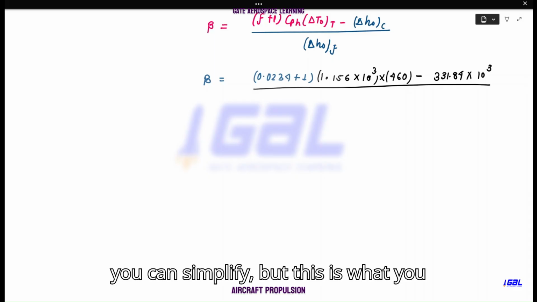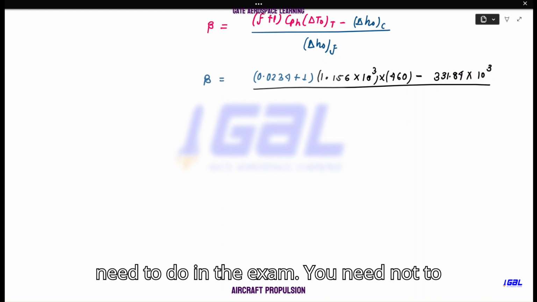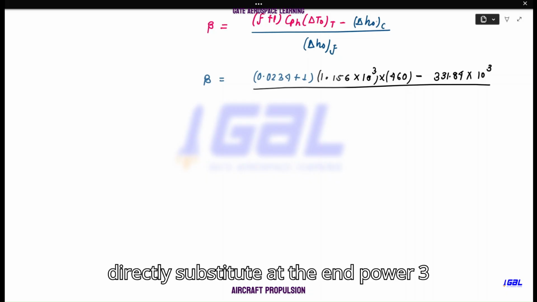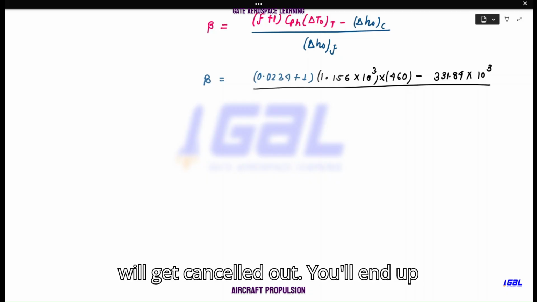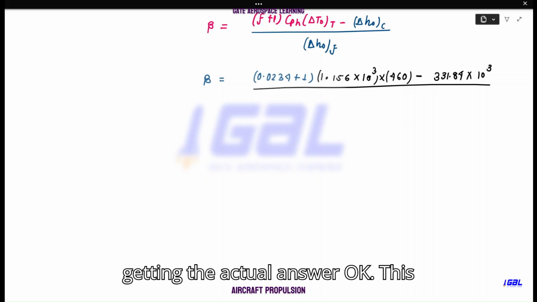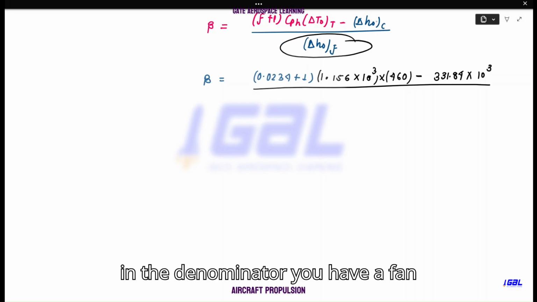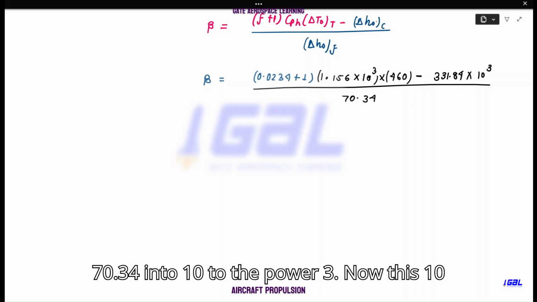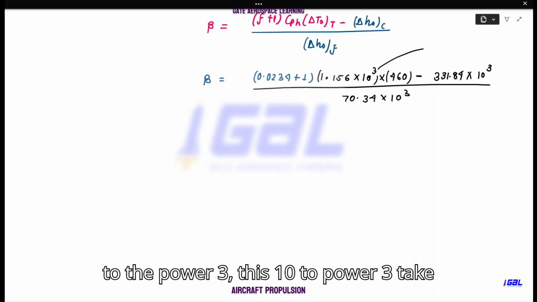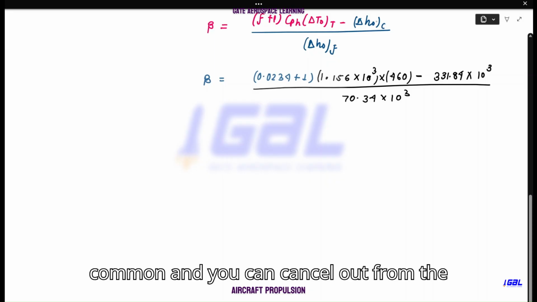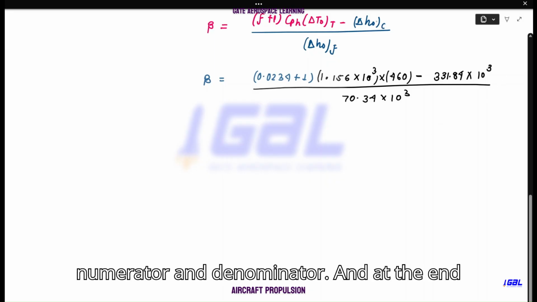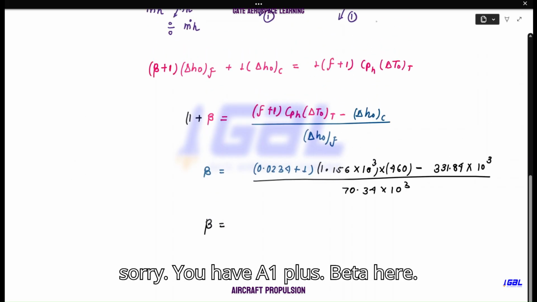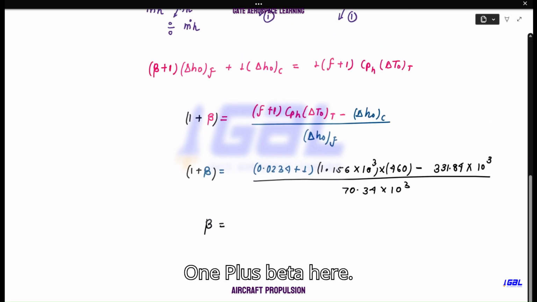You can simplify, but this is what you have to do in the exam. You need not take this 10 to the power 3, and this will come from practice. You directly substitute, at the end 10 to the power 3 will get cancelled out, and you'll end up getting the actual answer. In the denominator you have a fan component, so the enthalpy drop for a fan is 70.34 into 10 to the power 3. Now this 10 to the power 3, take common and cancel out from the numerator and denominator. Sorry, you have a 1 plus beta here, 1 plus beta here.